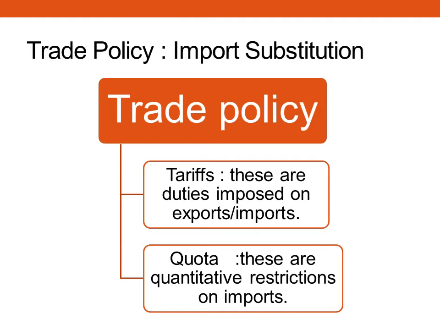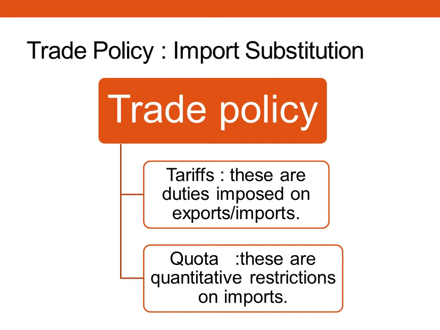Then quota. Quota means quantity restrictions on imports. It allows only a limited quantity of the product to be imported. While importing from foreign countries, they can import only a small quantity. So obviously, it will help domestic or local industries. So these two are the policies adopted by the Government of India. They gave protection to the domestic industry through tariffs and quota. Tariff means duties imposed on exports and imports. Import duties are charged.